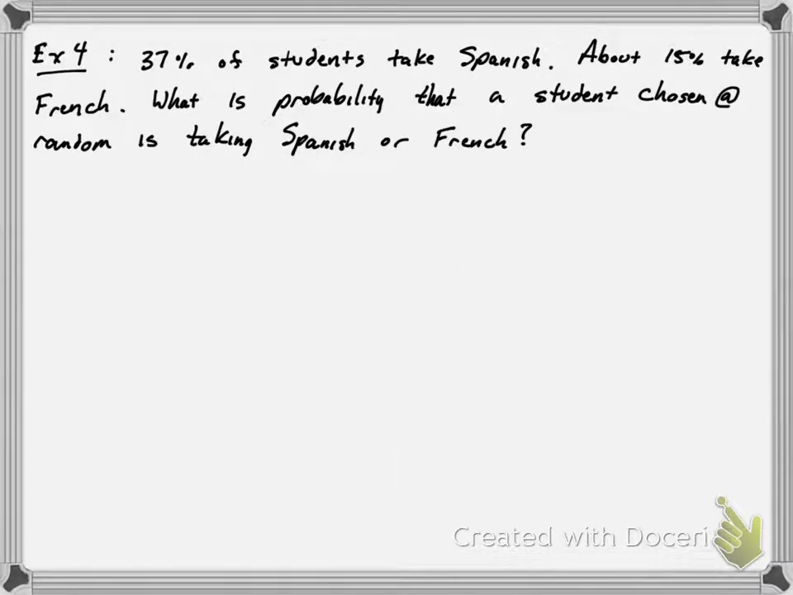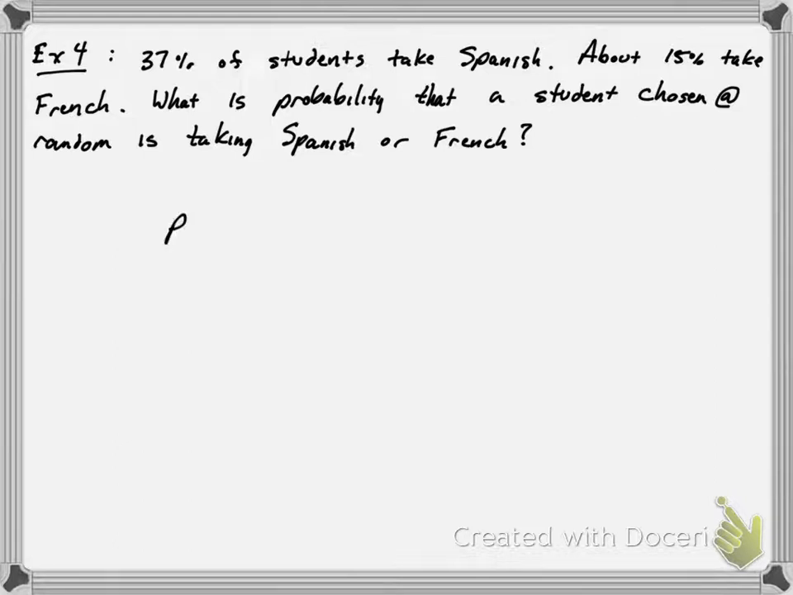Example 4 talks about 37% of students take Spanish, about 15% take French. What is the probability that a student chosen at random is taking Spanish or French? Now, are these events mutually exclusive? One could argue that they're probably not, but because they don't give me a percentage of how many are taking both, we're going to assume that they are.